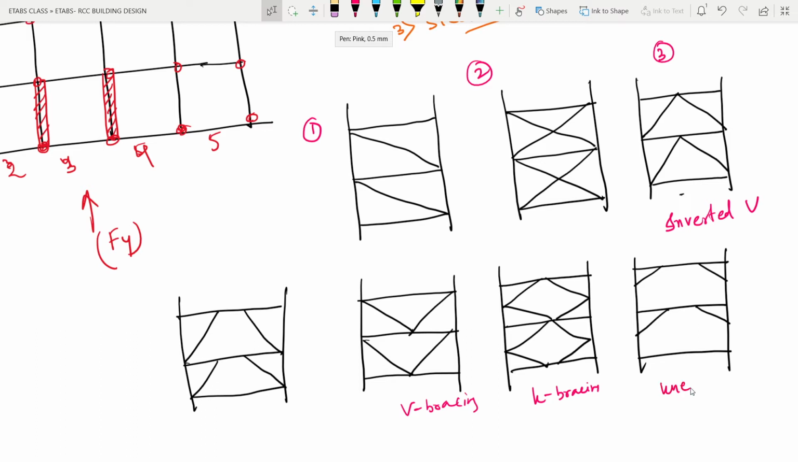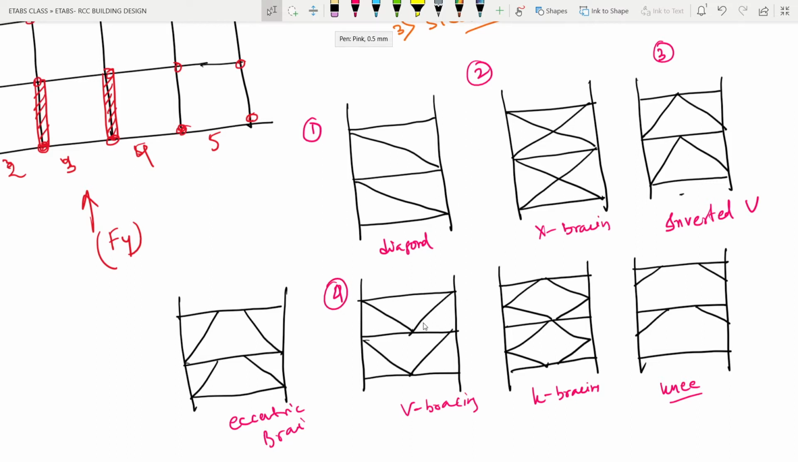This one we can write, this is named knee bracing, and these are called eccentric bracing. Okay, this is diagonal and this is cross bracing or X bracing. Now this type of structural system we see mostly in our steel structures, industrial structures, warehouses, right? So if you see this first, second, third, and this one fourth, we have this type of bracing.